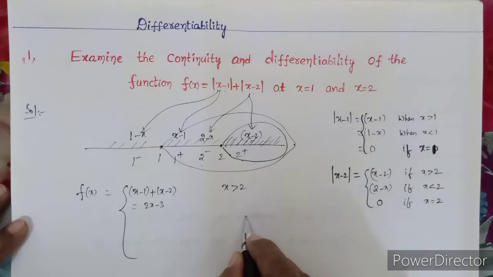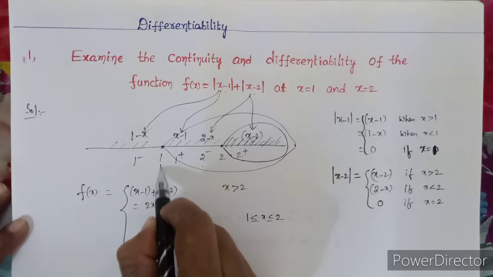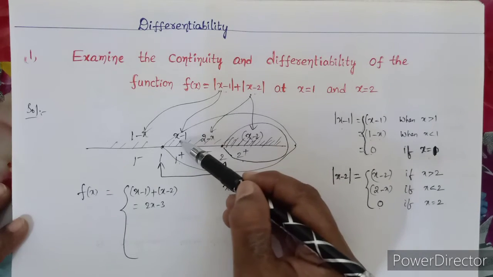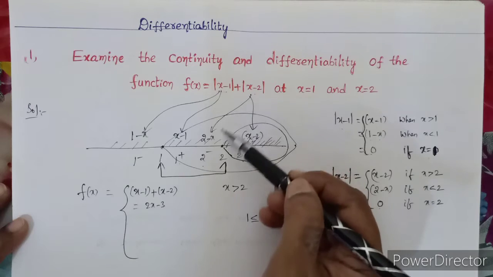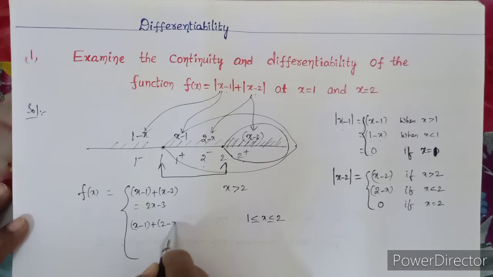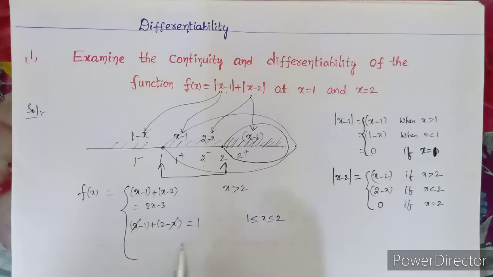When x is lying in between 1 and 2, we have mod of x minus 1 equal to x minus 1, mod of x minus 2 as 2 minus x. X minus 1 plus 2 minus x. Cancel x. 2 minus 1, 1. F of x is becoming 1.